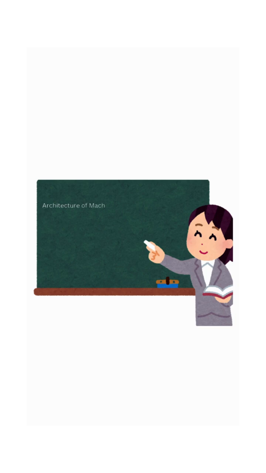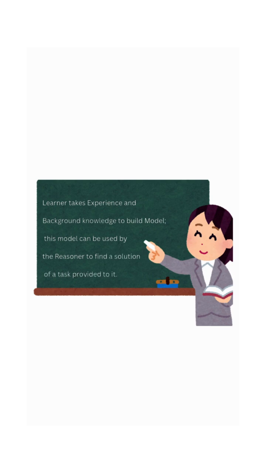Architecture of machine learning. If we consider a machine learning system as a box, there are two main components in it: the learner and the reasoner. The learner takes experience and background knowledge to build a model. This model can be used by the reasoner to find a solution to a task provided to it.